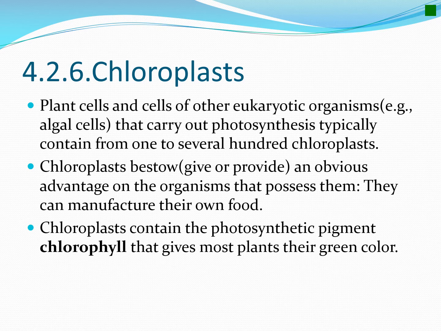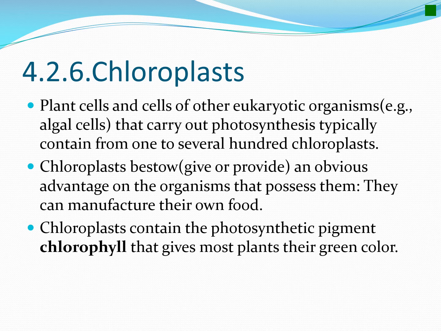Chloroplasts. Plant cells and cells of other eukaryotic organisms, for example algal cells, that carry out photosynthesis typically contain from 1 to several hundred chloroplasts. Okay, here you should retain that chloroplasts are able to increase their own number by a system of binary fission.